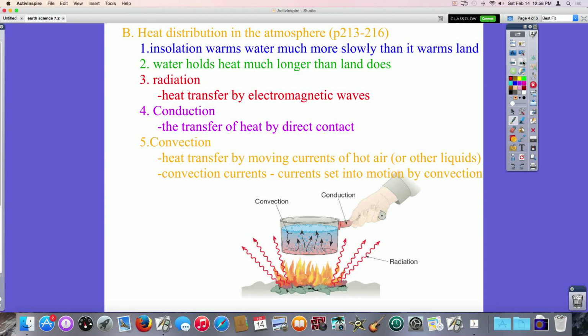Any fluid can have convection currents. And these are currents set into motion by convection. What happens to hot air? It rises. Well, if hot air is rising, something has to come in and take its place. And it only rises to a certain point, then it cools off again, and then it falls back down to where it can heat up, rises, and you get these vertical currents in the fluid. And that's what they show there in the boiling water in that pan.